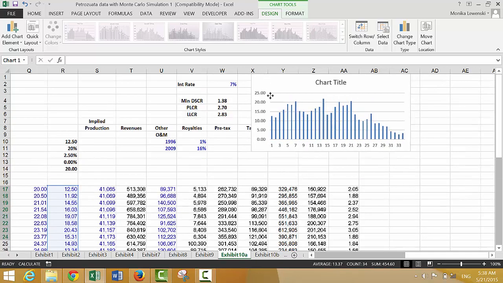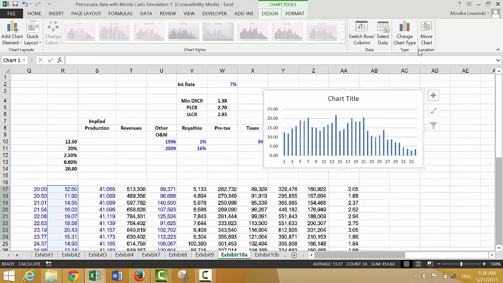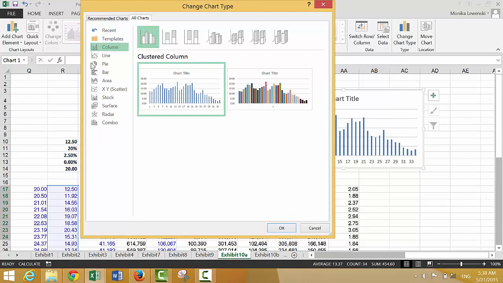Okay, let's change the chart type and make it a line chart.